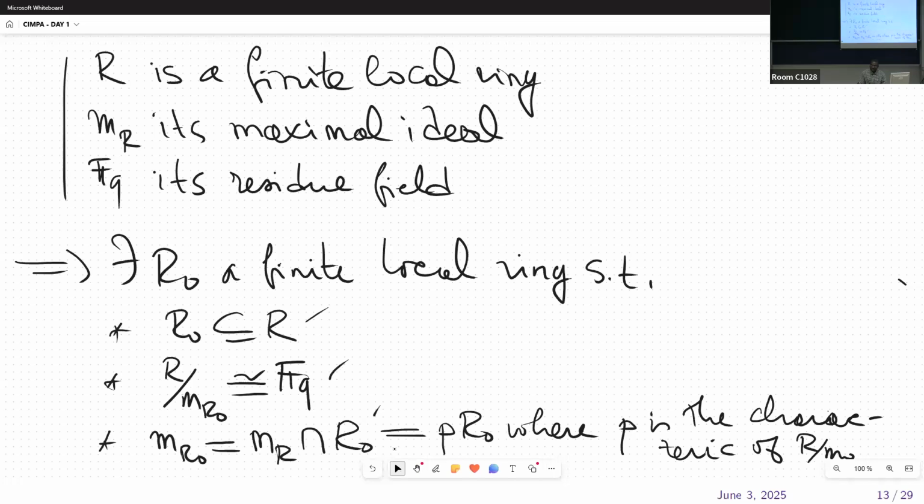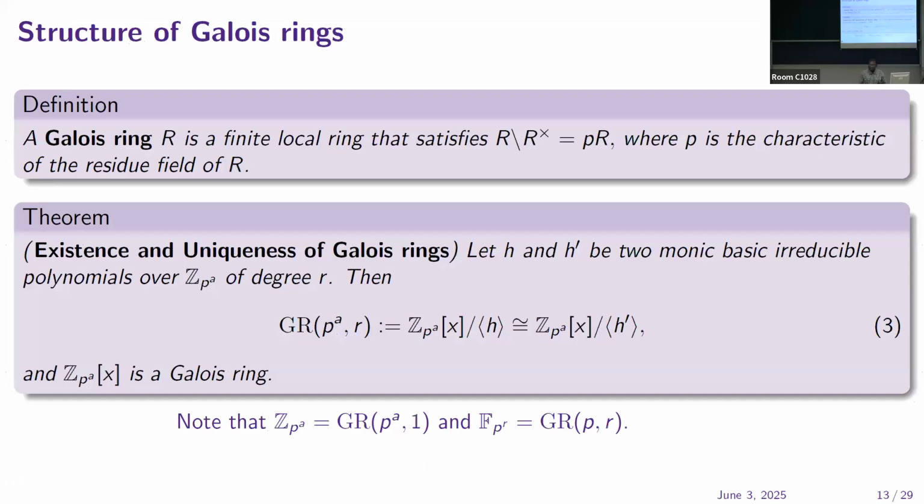The answer is yes. This R_0 is the Galois ring. Definition: a Galois ring R is a finite local ring satisfying that its maximal ideal is of the form pR, where p is the characteristic of its residual field. Galois ring is a finite local ring such that its maximal ideal is in the form pR, where p is the characteristic of the residual field of R.